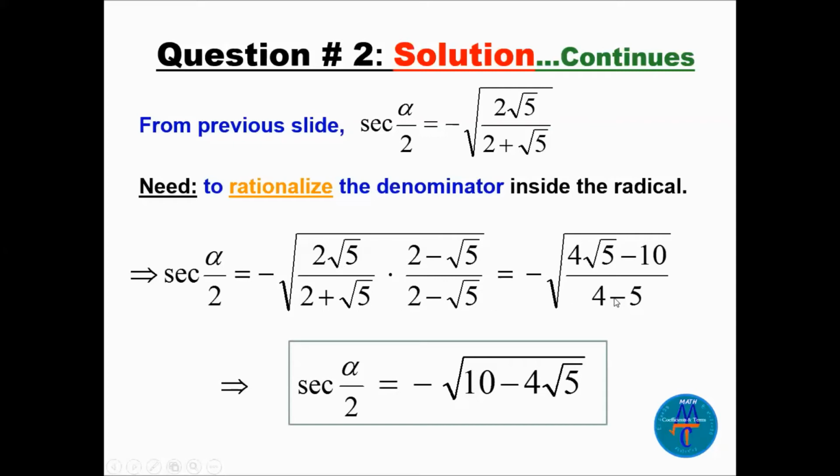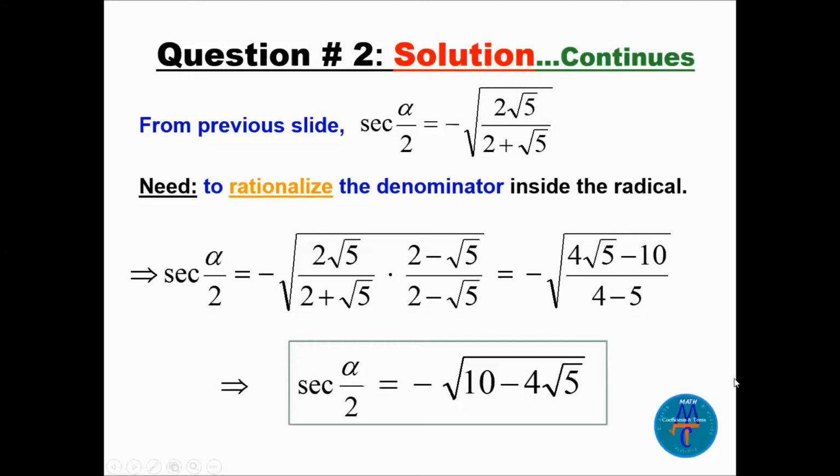Square root of 5 is 5. 4 minus 5, be careful here. 4 minus 5 is what? It's minus 1. So this expression divided by minus 1 or multiplied with minus 1, so it will be reversed. It will be 10 minus 4 square root of 5, and we have a minus outside. This is the simplified answer for our question, secant alpha over 2.